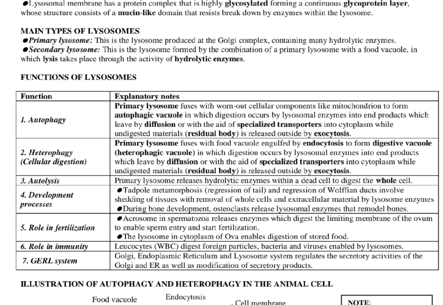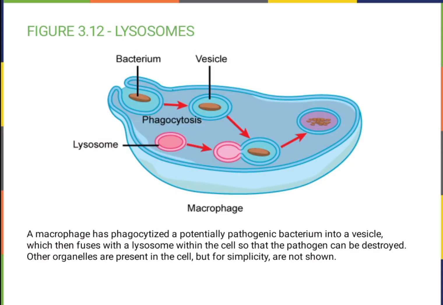And then also they are very important in the GERL complex. That is, say, the Golgi, the endoplasmic reticulum, and the lysosome system, which regulates the secretory activities of the cell. So this illustration here is simply showing us how the whole process takes place.